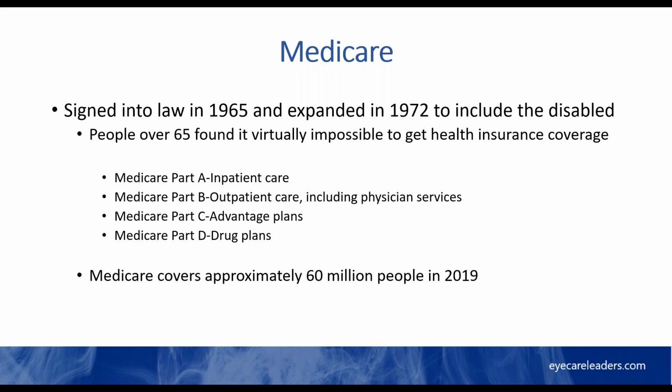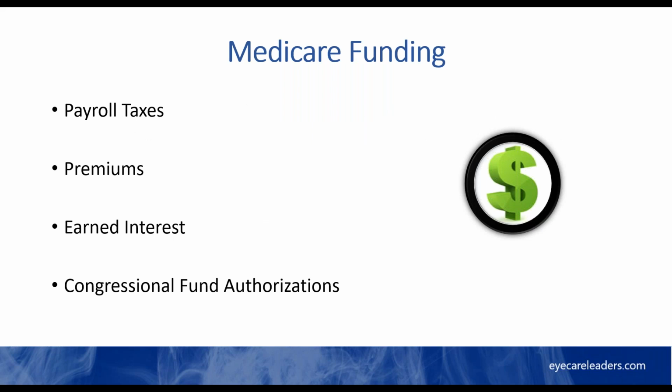Medicare covers approximately 60 million people this year. But you know that all of these plans cost money, and the more they increase the benefits, the higher the cost is. Now, unlike commercial insurances, Medicare is funded a lot of different ways. Commercial insurances are funded by the premiums that the patients pay or the subscribers pay. Medicare funding actually includes payroll taxes, which we all pay a part of, premiums that the beneficiary pays, earned interest, and then congressional fund authorizations.